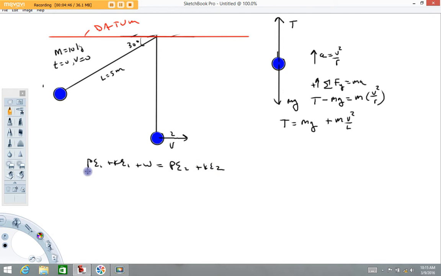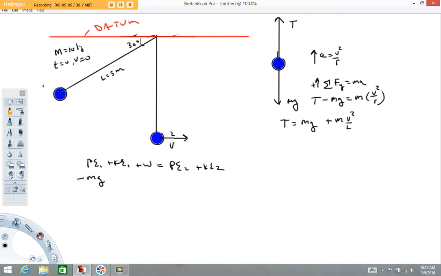Right, potential energies. Now, I went ahead and did my potential energies with respect to a datum up here. That makes both these potential energies negative, which is no big deal at all. PE1 is going to be minus mg, now it's going to be some sort of distance here. The distance we need is this distance right here.